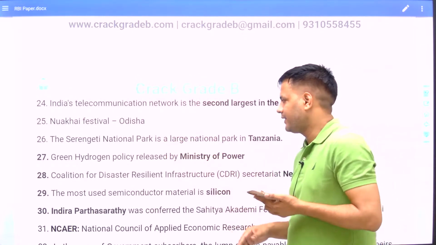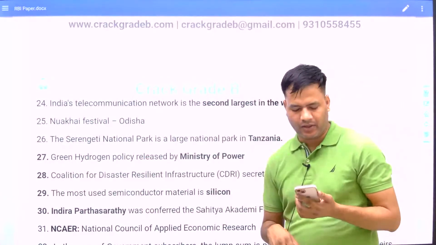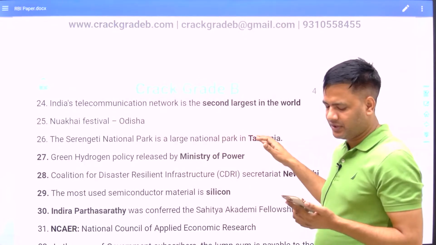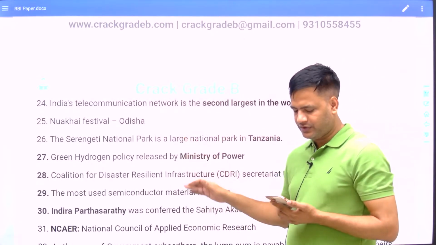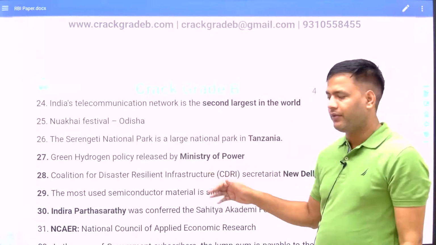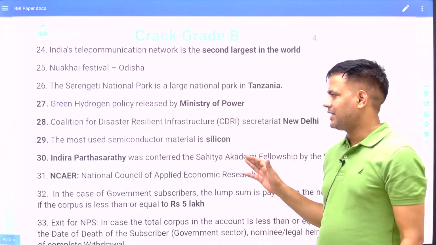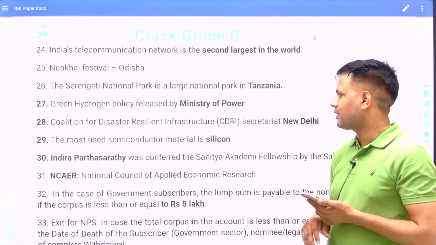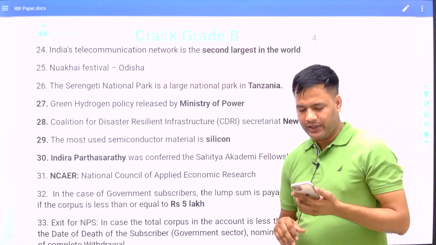Next is Serengeti National Park. This was in news recently, so it was asked in the paper. Is located in which country? It is Tanzania. Next question was green hydrogen policy released by. This was released by Ministry of Power. CDRI Secretariat was asked. Coalition for Disaster Resilient Infrastructure is located at New Delhi.